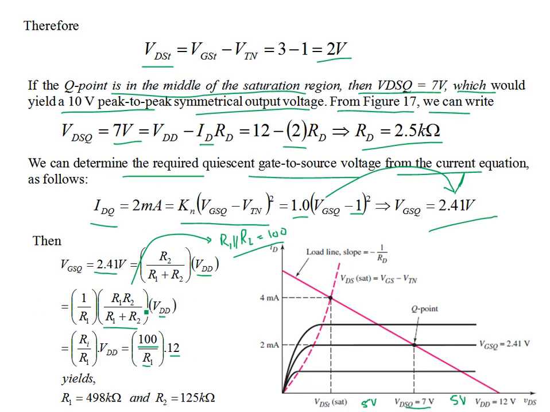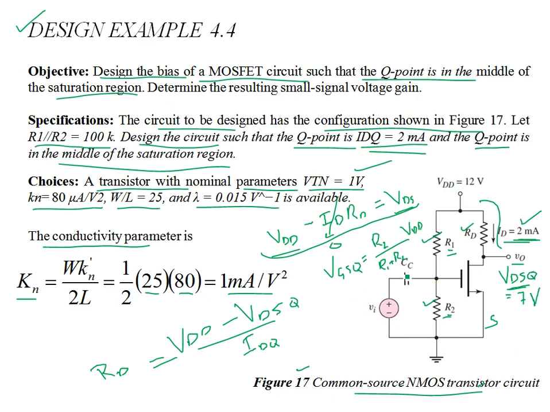So let's plug this 100 over here, and R1 is the only unknown, and VGSQ is 2.41 volts. From here you find R1 as 498 kilohms, and once you have R1, from this relationship you find R2 as 125 kilohms. So we have all the resistances now: R1, R2, and we have found RD. These three resistances ensure the Q point is IDQ equal to 2 milliamps and VDSQ is 7 volts.